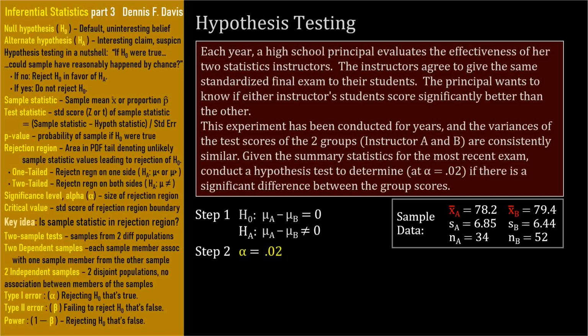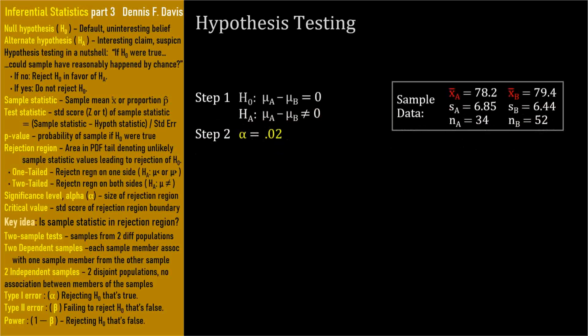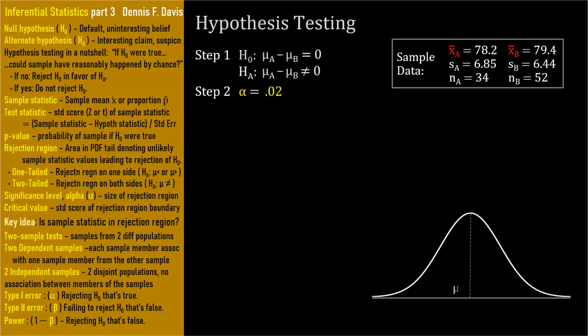Let's sketch our PDF of the sampling distribution. 2 sample tests follow the same procedure as 1 sample tests. We draw the PDF as if the null hypothesis is true, so its mean is mu sub A minus mu sub B. Alpha is 0.02, and the alternate hypothesis, not equal to, tells us this is a 2-tailed test, so we put alpha over 2 in each tail.